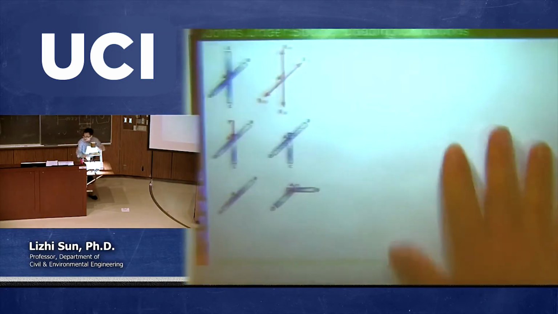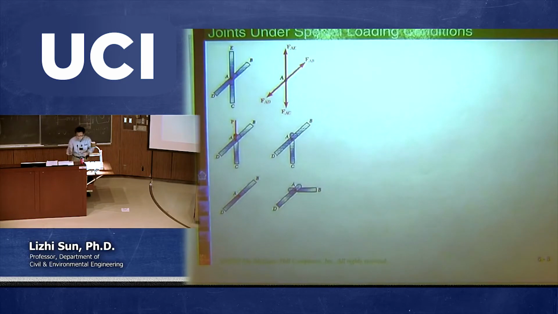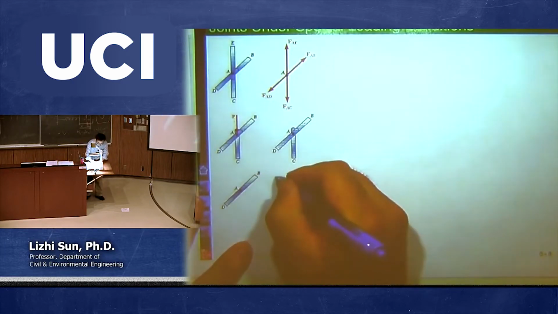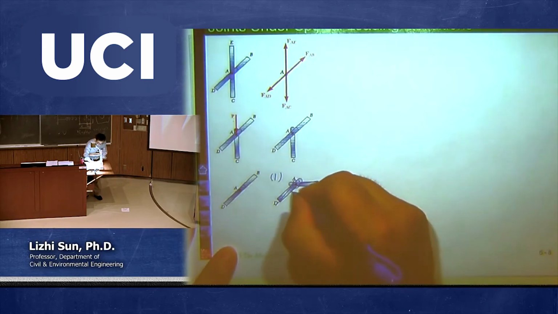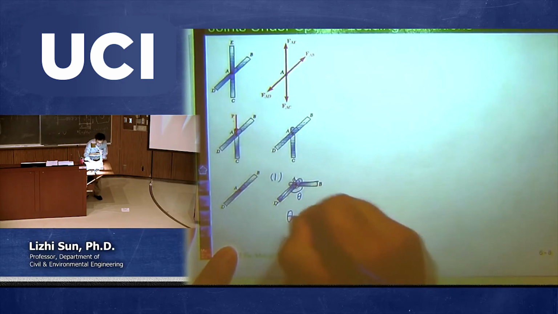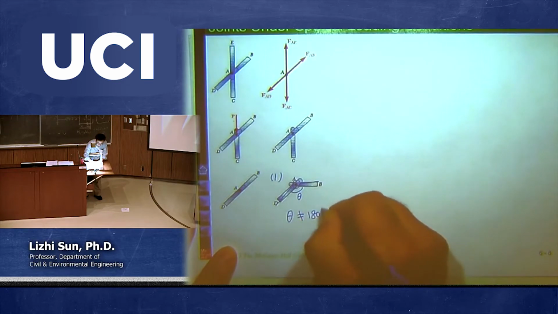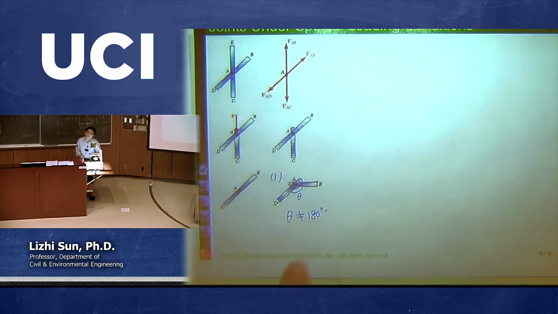I just copied my slides, but without writing any further details. This is what I call case 1. At joint A, if there are only 2 members connected to joint A and there are no additional applied forces, this angle theta can be anything as long as it's not 180 degrees. The only exception is 180 degrees, which doesn't work. Any angle, 30, 2, 190, 170, 90, doesn't matter, as long as it's not 180, okay?